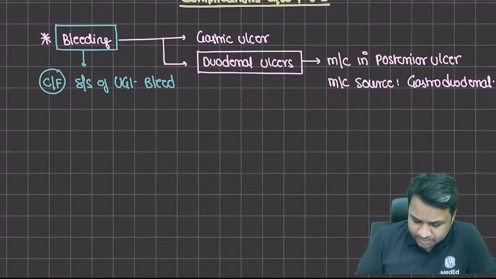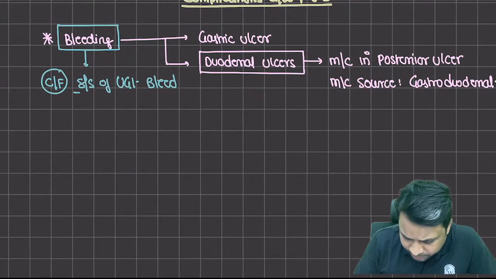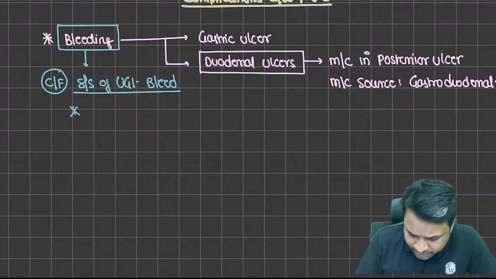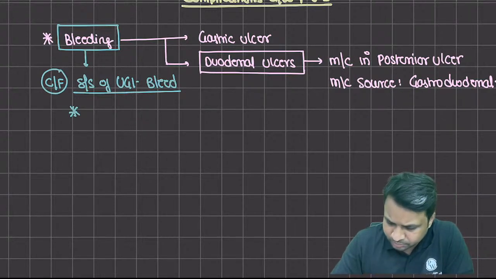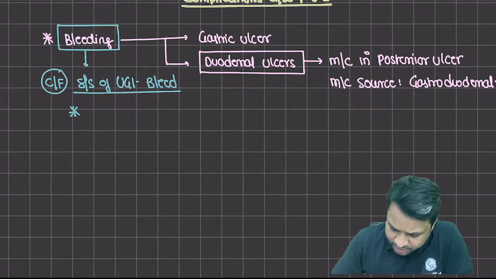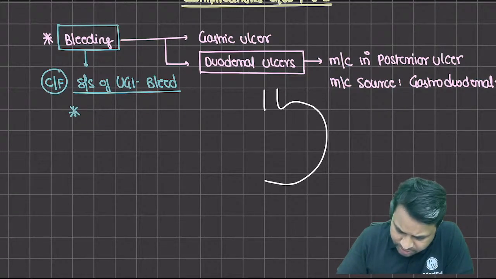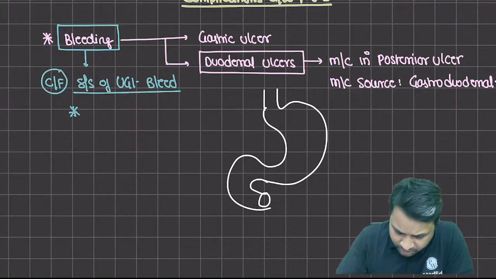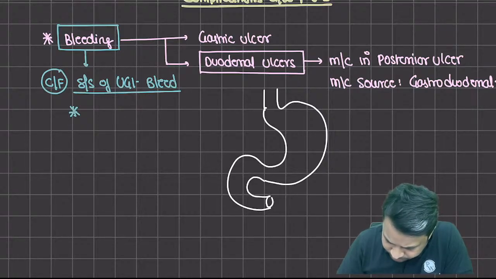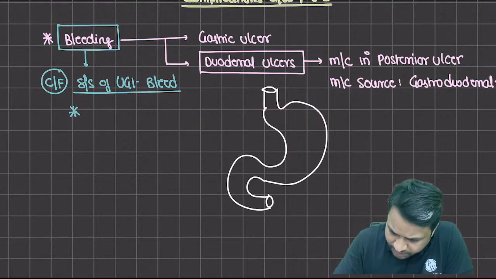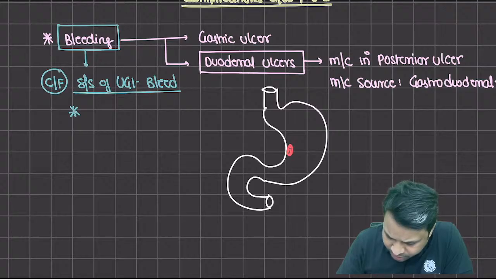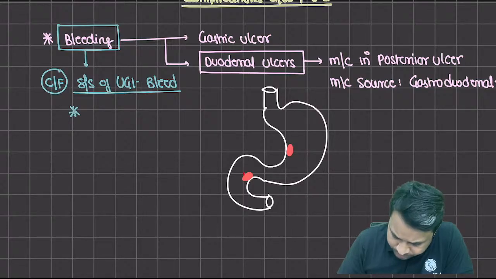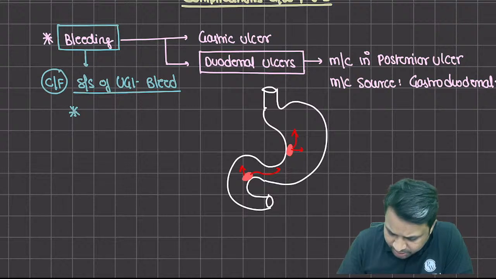Now, what are the signs and symptoms of an upper GI bleed? If I comprehend it this way, let's say this happens to be the esophagus, this the stomach, and this the duodenum. Either it is going to be a gastric ulcer or a duodenal ulcer. Whenever it bleeds, the blood is going to go up in the form of vomitus, and a certain amount of blood will go down as well.